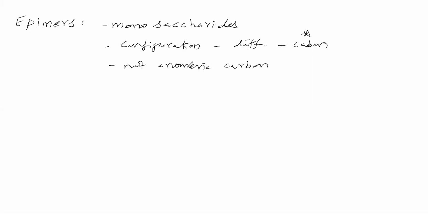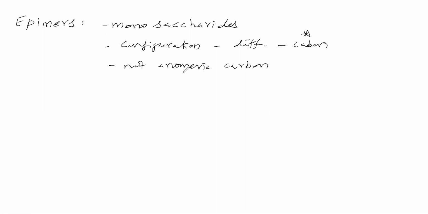First we will see what is anomeric carbon. If you know the anomeric carbon, then only we can know what epimers are. But understand it: epimers are monosaccharides whose configuration at a chiral carbon is different, and this carbon should not be the anomeric carbon. Then these monosaccharides are called epimers.